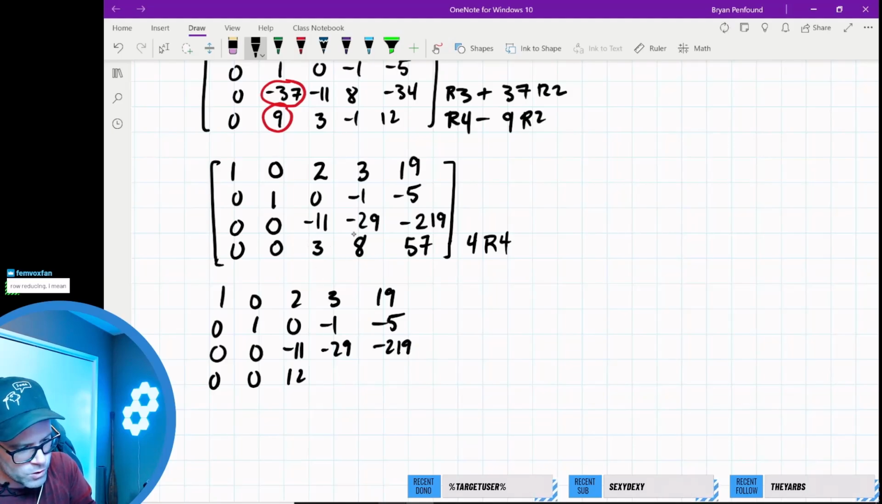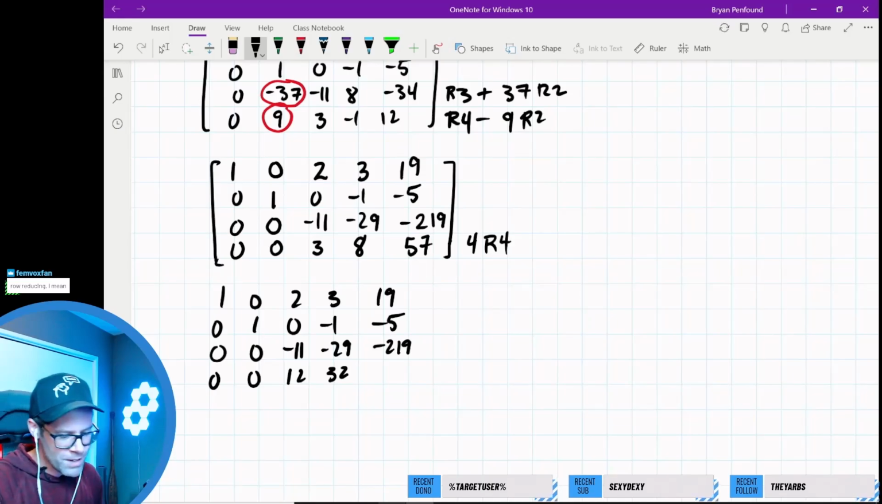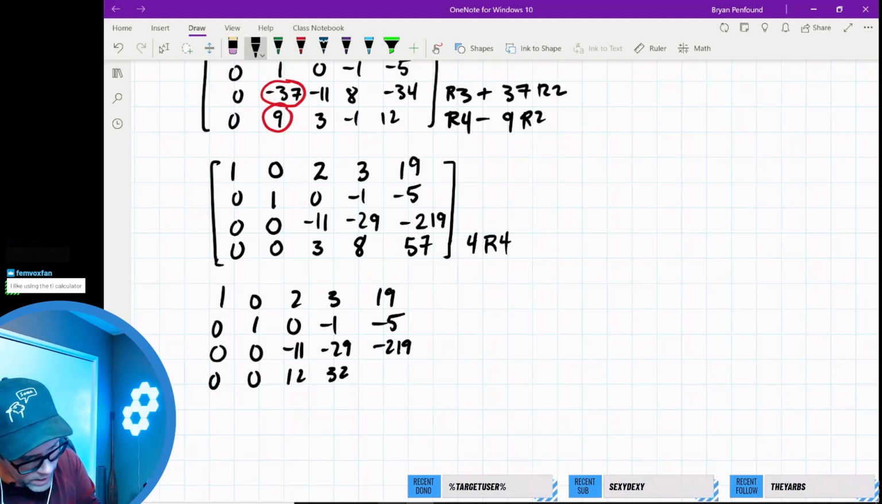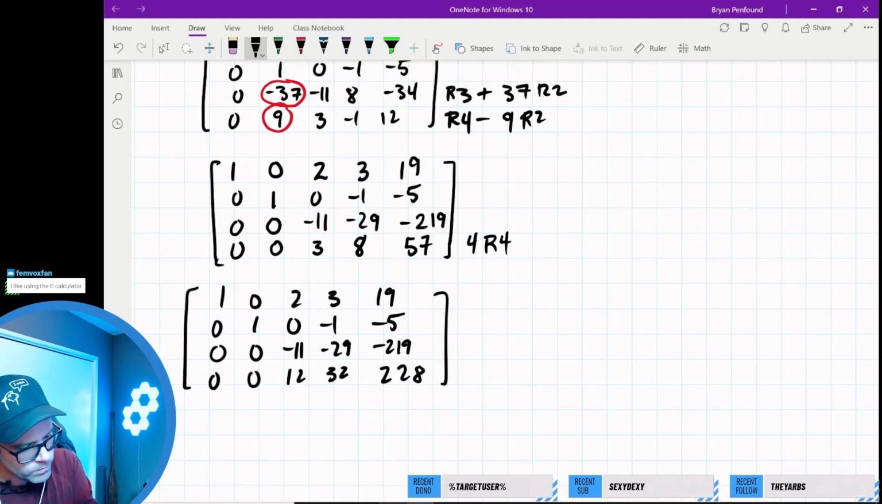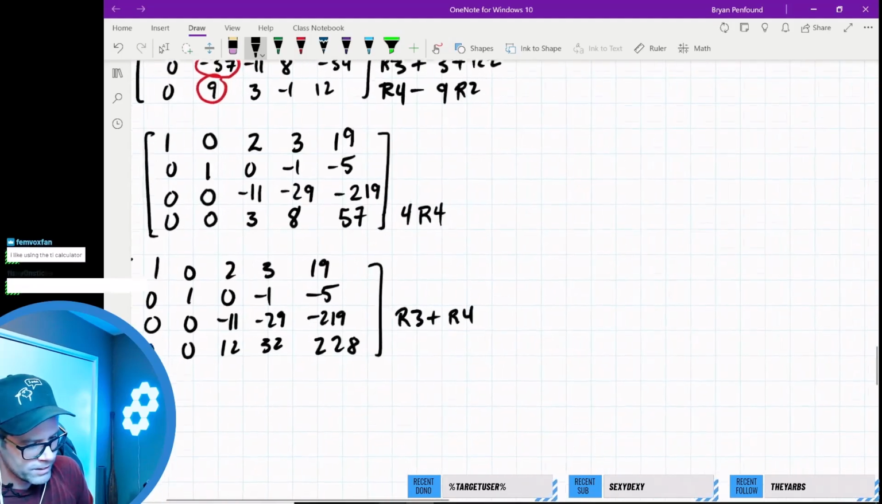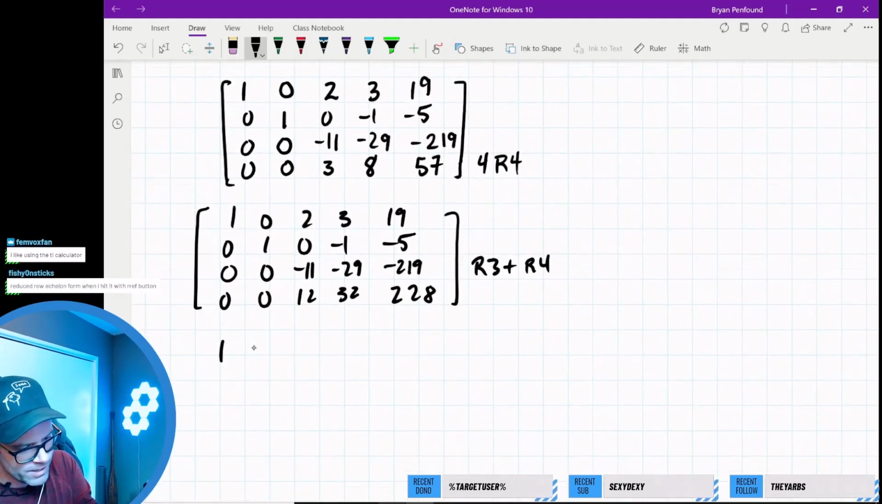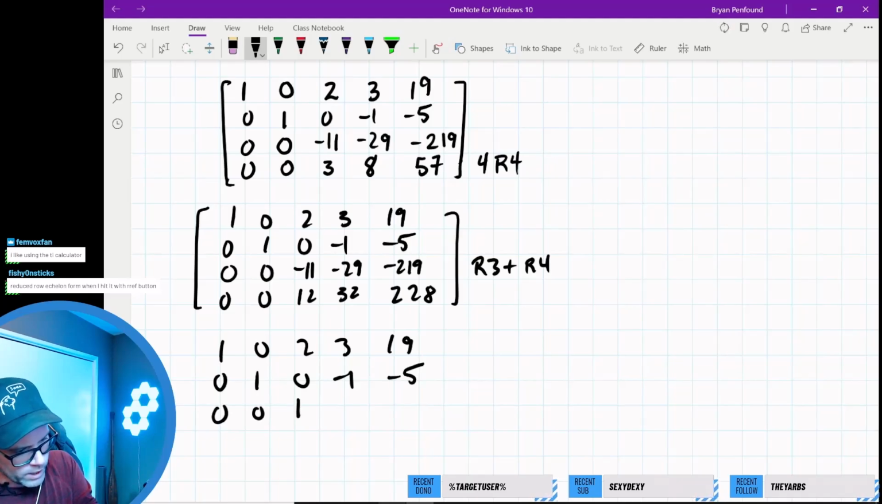Times 4. So 3 times 4 is 12. 8 times 4 is 32. And 57 times 4, I have no idea what that is. 57 times 4 is 228. But now we can go row 3 plus row 4 and get a leading one. That's exciting. 0, 2, 3, 19, 0, 1, 0, -1, -5, 0, 0, 1.